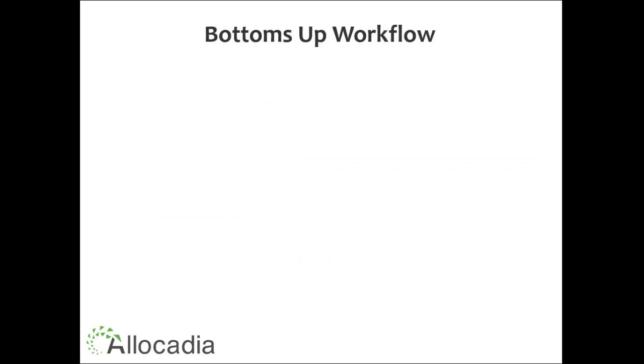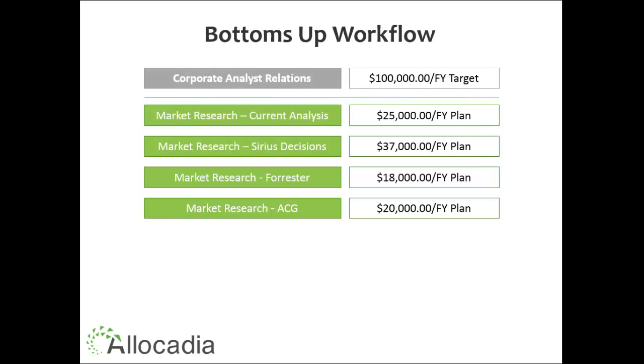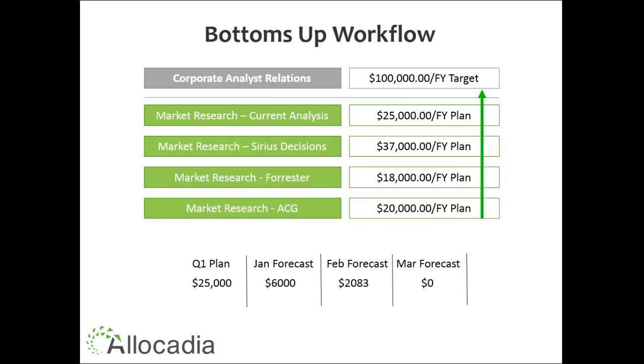A bottoms-up workflow is when the marketing organization is building a bottoms-up plan to meet the above allocated targets. The plan will need to be reflected in fiscal year, quarterly, or monthly columns. As an Allocadia best practice, we recommend using the plan column at the beginning of the year to plan the annual budget. At the end of the planning phase, the values are then copied into the forecast column, and the plan column is locked to prevent editing.